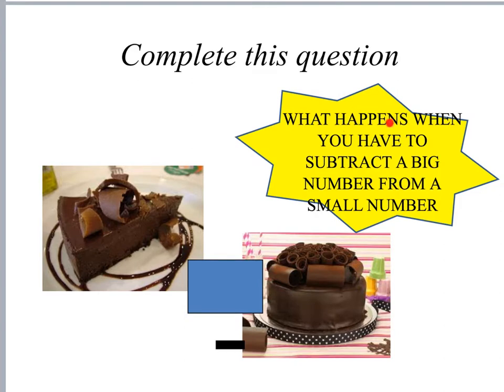This question here says, what happens when you have to subtract a big number from a small number? Look at the picture here, for example. Take this piece of cake, and from that piece of cake, I want you to eat this much cake. Can you do that? No, you can't. It's like saying, I have 4 lollies, and I want you to eat 5 of them. You can't do it. I have this small piece of cake here, but I want you to eat this much cake. You can't do it. It doesn't exist. So that's when we have to regroup. We have to go to another cake and take some of it and bring it back to this cake.